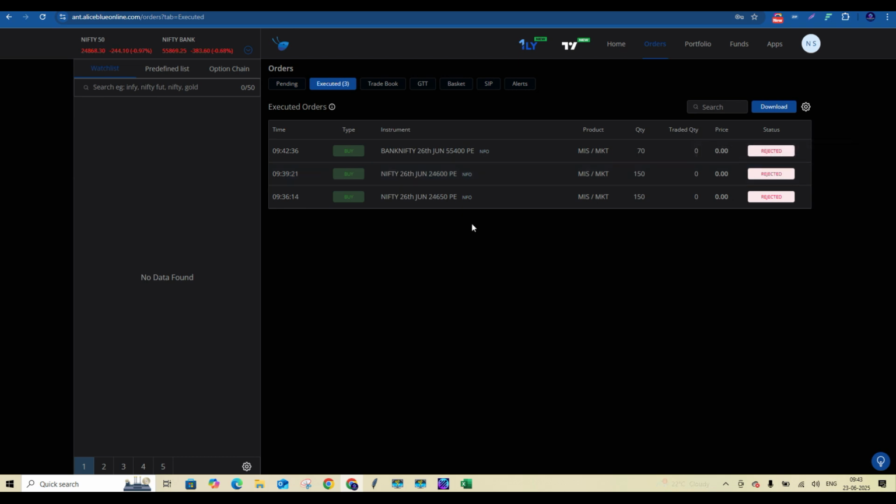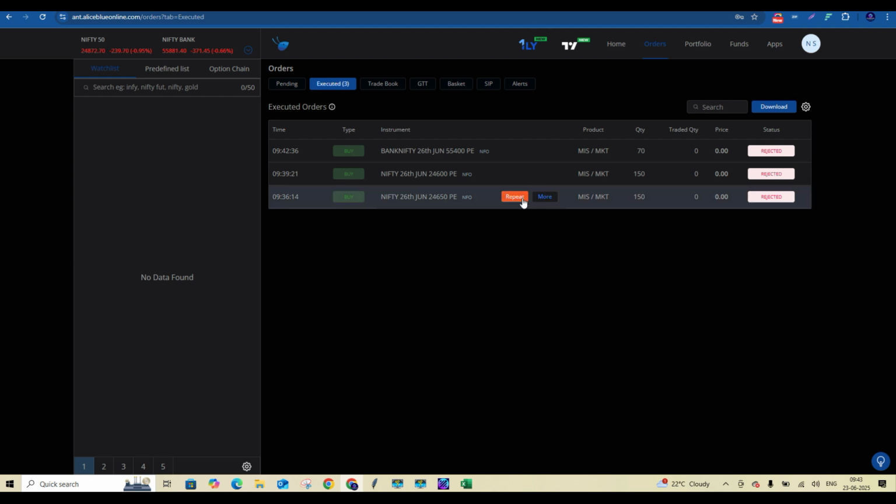And even I suggest that before adding your funds here, please make sure to get used to this software, and later on you just transfer the funds and take a trade, AlgoTrader.